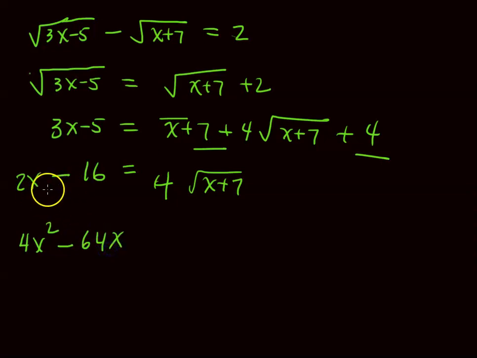64x. Square the negative 16, well, it's positive because it's squared, 256. Square the 4, you get 16. Square the square root, just x plus 7.